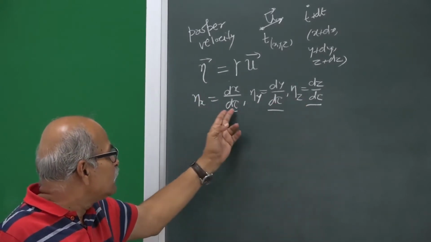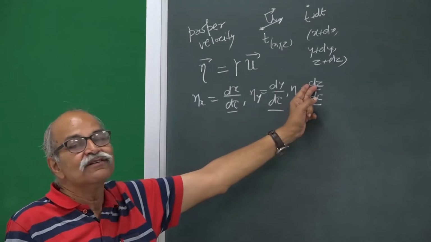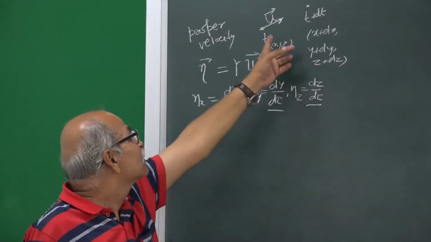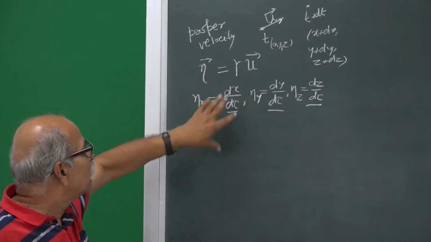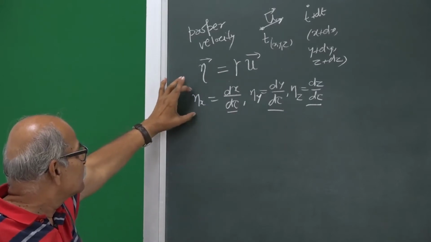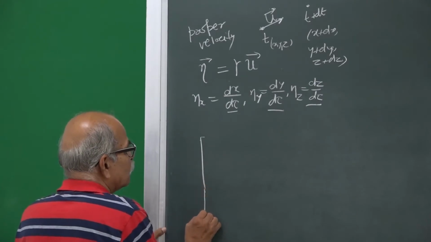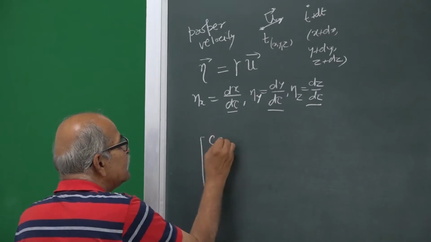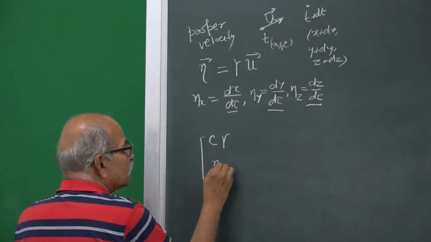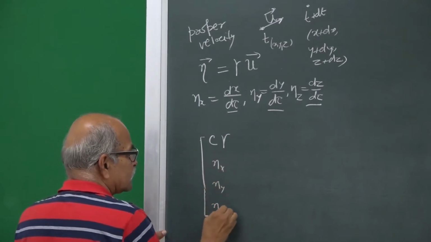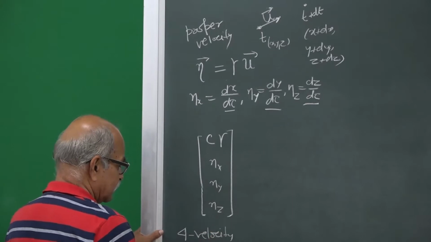That means this time is measured in the particle's frame, whereas the displacements are measured in the lab frame in which the particle is moving with velocity u. So, that is the kind of hybrid quantity we construct and call it proper velocity, and that proper velocity can be written as the spatial component of a 4 vector, and the first component is c times gamma, and the 3 components are eta x, eta y and eta z. So, this is our 4 velocity or velocity 4 vector.